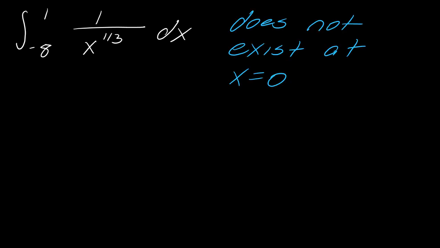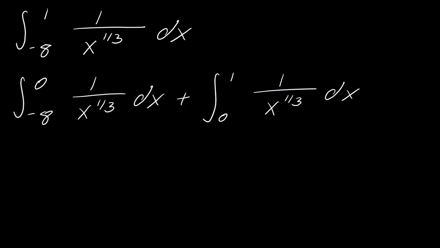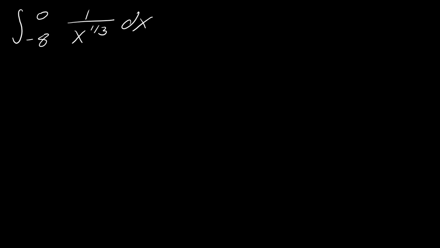So this function does not exist at x equals 0. So I need to break up my limits of integration at 0. What I'm going to do is evaluate the first integral from -8 to 0, and then the second one from 0 to 1, and that will cover my whole interval. Now I need to just go piece by piece. What I would recommend here is, once again, try it yourself. Evaluate the first integral entirely on your own, see what you get, and then hit play when you've got it.